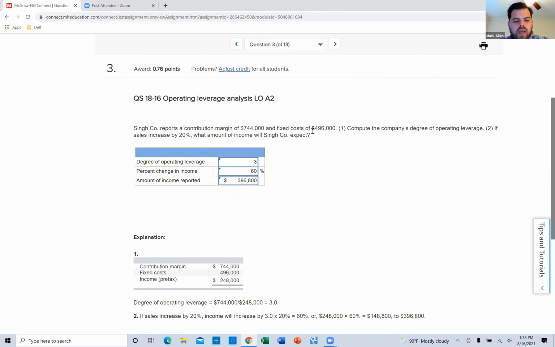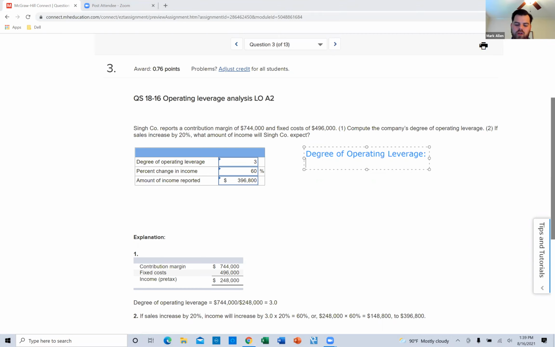So number 3, we're looking at this idea of operating leverage. You say, well, what the heck is operating leverage? How does it work? What do we do with it? Is it important? Is it not important? I mean, what is this thing? So the first thing that we've got to realize is what that formula for degree of operating leverage actually is.